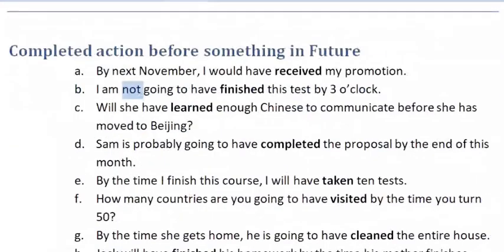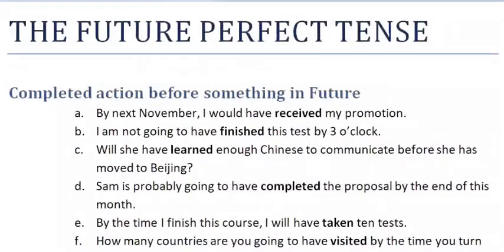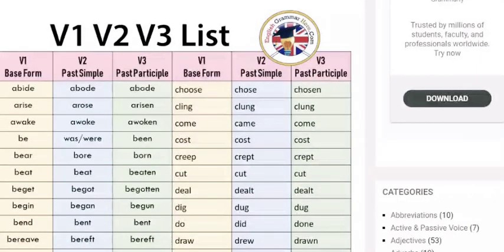Now friends, in all the examples that I gave, the words highlighted are we three. Dear friends, if you are a master of V1, V2, V3, then tenses will be really easy for you. What am I referring to here? If you just go to Google and type V1, V2, V3 list, you will get abundant websites which enlist V1, V2, V3, and this should be your first step before learning any tense.